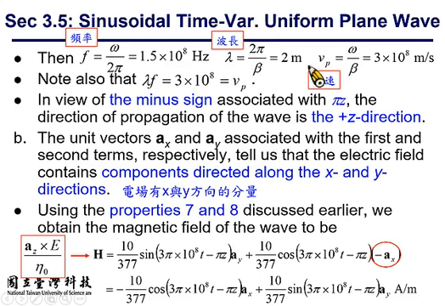Is pi. Okay, so the wavelength is 2. And the corresponding phase velocity Vp is omega divided by beta, and it happens to be 3 times 10 to the 8th. That is the speed of light in free space.